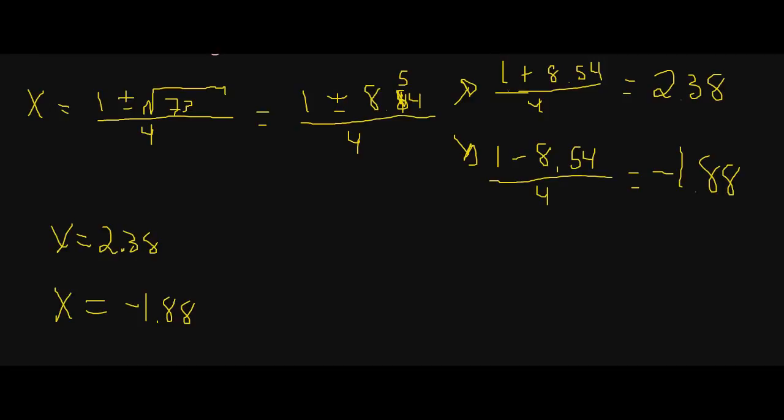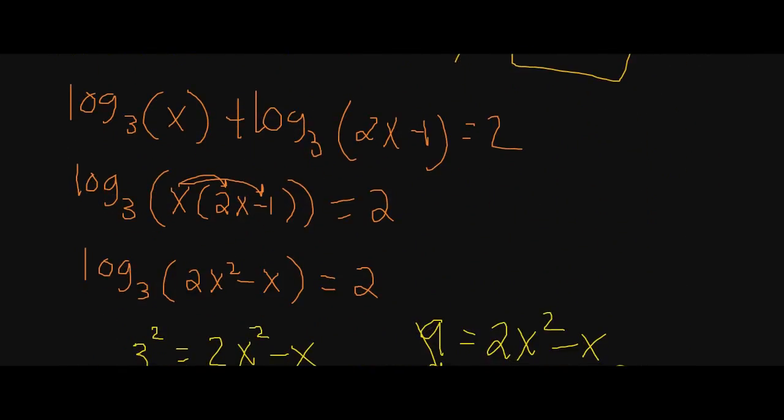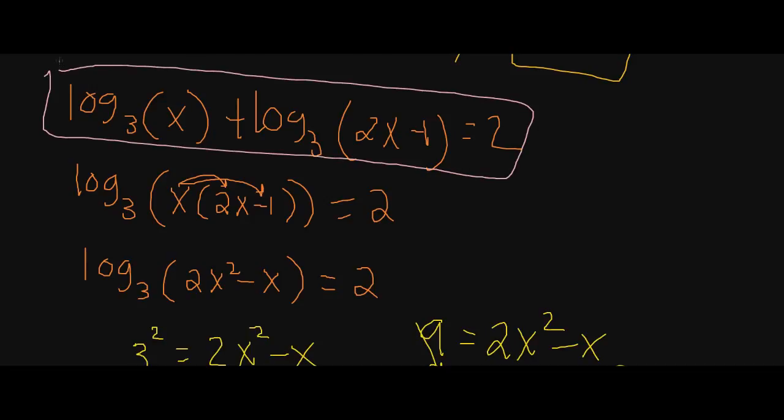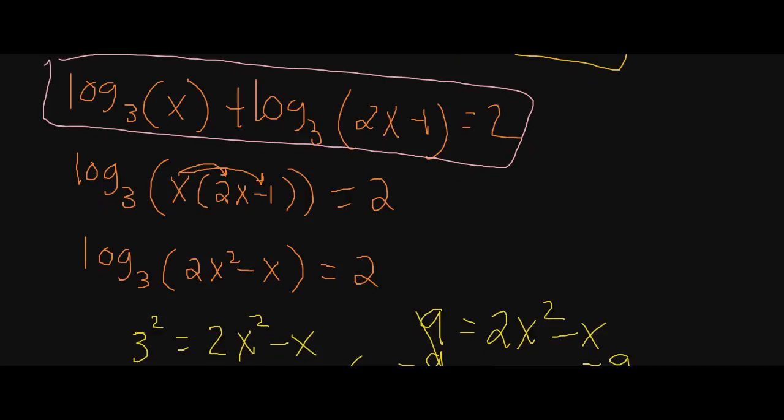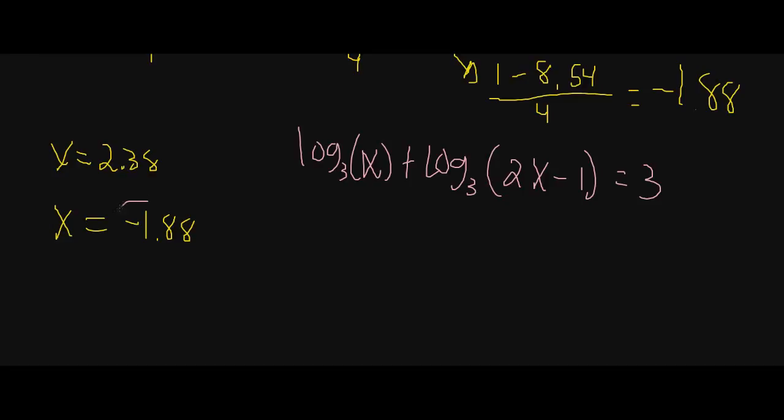All right, but we have to be careful because remember, I told you in the very beginning that we cannot have log of 0 or log of a negative number, right? So we have to go back to the original problem we started with, and plug them in and see if we get 0 or a negative number. So I'll write it over here: log base 3 of x plus log base 3 of 2x minus 1 is equal to 3, okay? If I take the negative 1.88 and plug it in here, and plug it in here, right? Do I get a negative number in any one of them? It doesn't matter whether one of them comes out negative or 0 or positive. If one of them comes out negative, then it's not going to work, right?